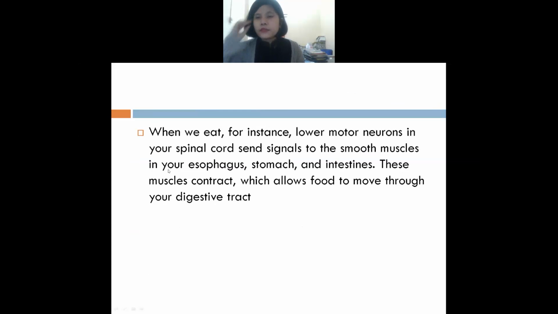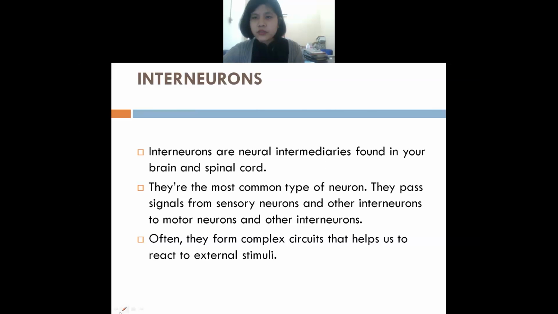Okay, this is just an example. So when we eat, what happened? This is the example of the lower motor neurons. In the lower motor neurons, I already said, in the smooth muscle. The smooth muscles consist of the digestive system. So it will send signal to your esophagus, stomach, intestine, so that they can perform the function properly. Understand? Okay, are you clear about motor neurons, everyone?